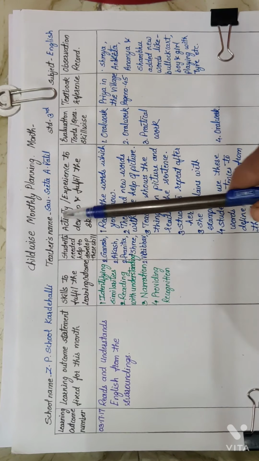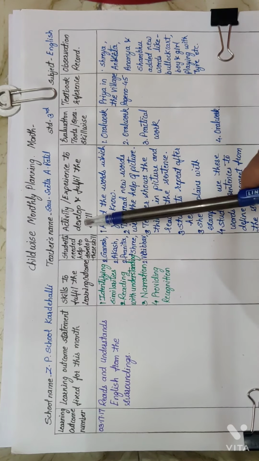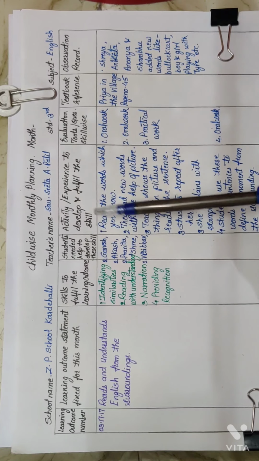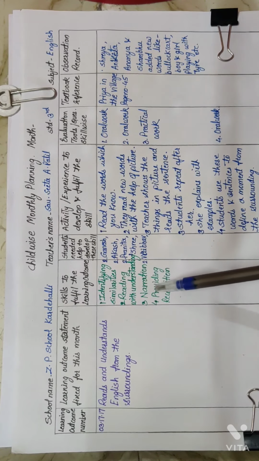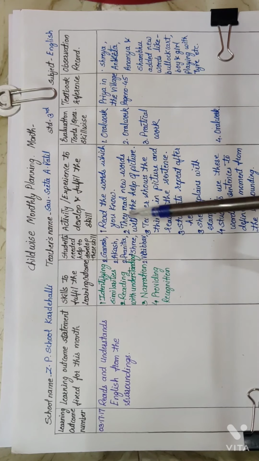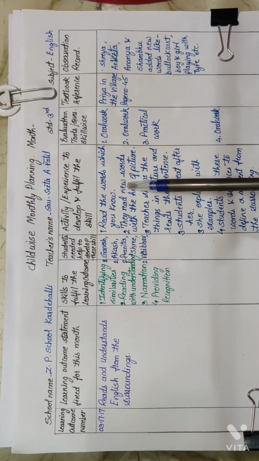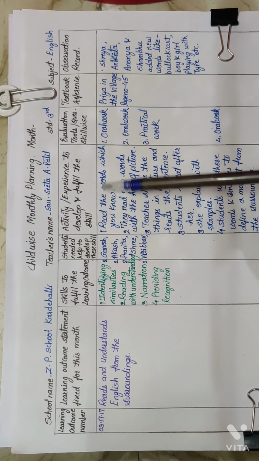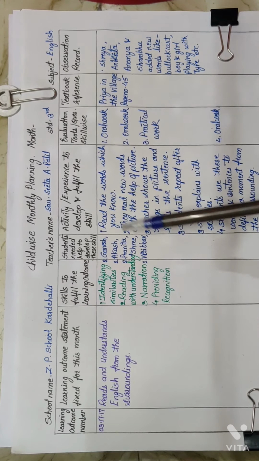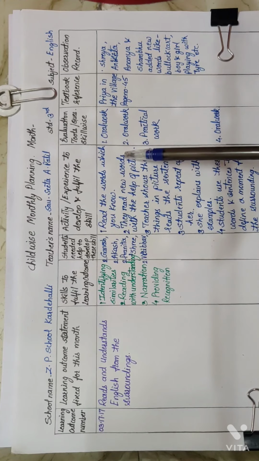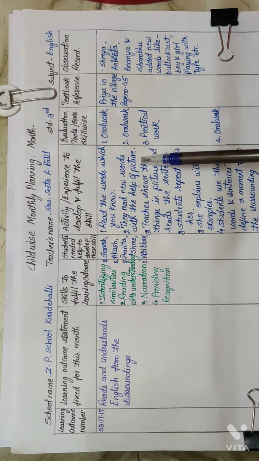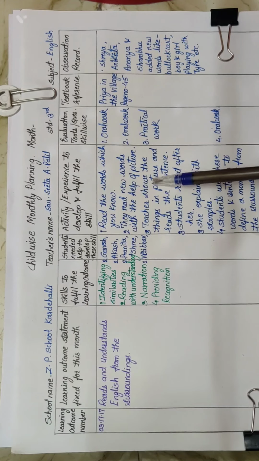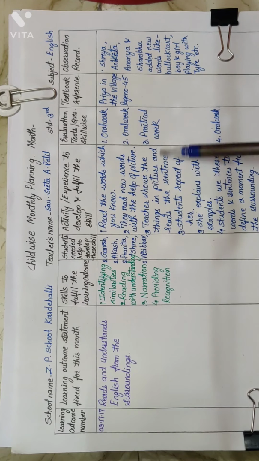Now, activities or experience to develop and fulfill the skill. Whatever skills we have mentioned, to fulfill these skills, what activity or experience we are going to give to the students, I have written here. The first is, read the words which you know. Second, they read new words with the help of a picture. Third, the teacher shows the thing in the picture and reads the sentence.